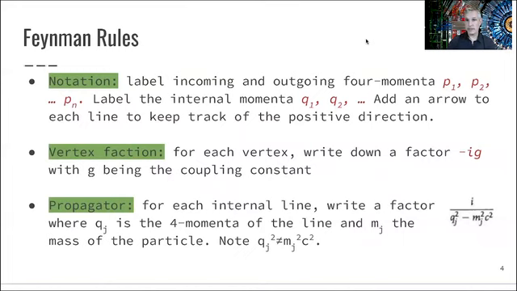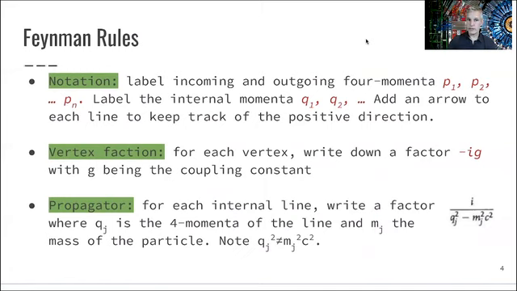We also want to label all internal momenta. So if we have an internal line, then we want to label this internal momentum with q1, q2, and so on. We want to add arrows to each line to keep track of what is the positive direction. As we discussed before, particles might travel backward in time. Those are typically antiparticles. And for those, we have to make sure that we correctly account for the momenta.